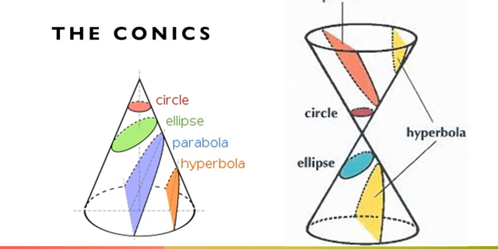And if you pass a plane that's slanted but does not cut through all of the elements of the cone, it will form a parabola, just like here, the blue one on the left and the pink one on the right. Whereas if you pass a plane and it cuts through both the cones, it forms a hyperbola, the upper and the lower hyperbolas here. So that's why they're called the conics.